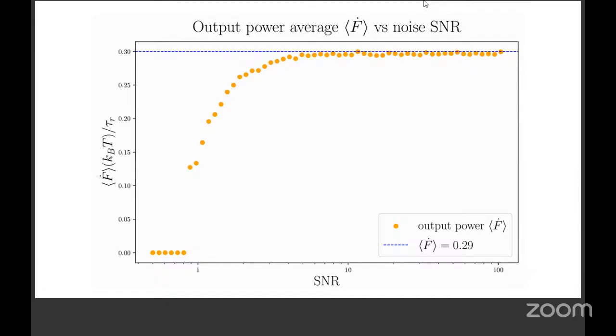Also, I can measure the output power on average, that is just the free energy on average per unit time that I extract in this process. And we see the same behavior. It approaches some constant value, and when the noise is high, or when the inverse of the noise is very low, notice that these points are 0 because I am not lifting the particle at all. It is just fluctuating around the initial position of the optical tweezer.